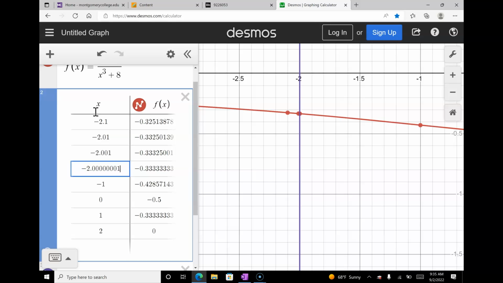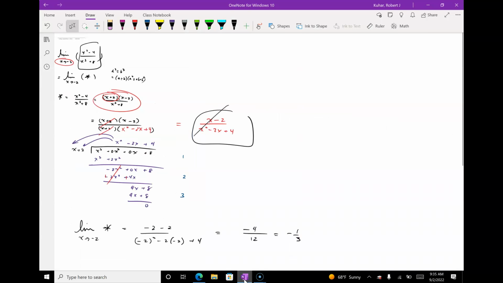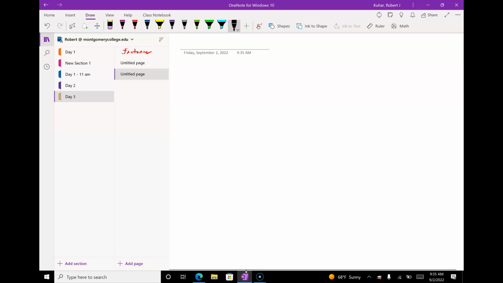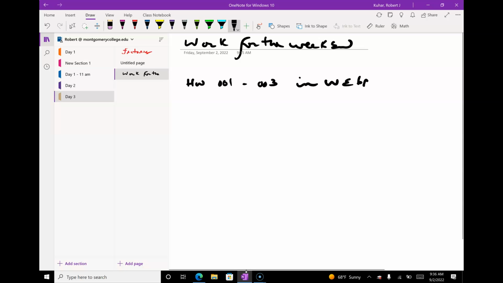All right, so you've got lots to do. What can we be working on? We could be working on the limits in WebAssign. Right, so that's homework 001 to 003. That is not being graded. You may do that any way you want, as messy as you want, as many times as you want.